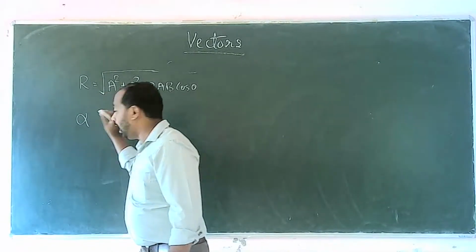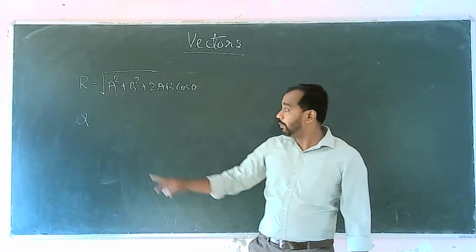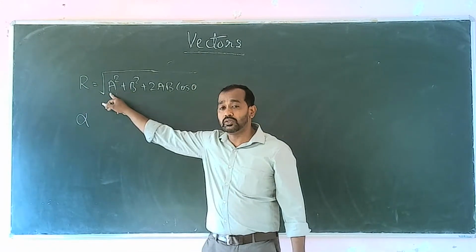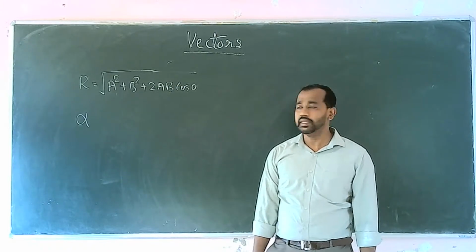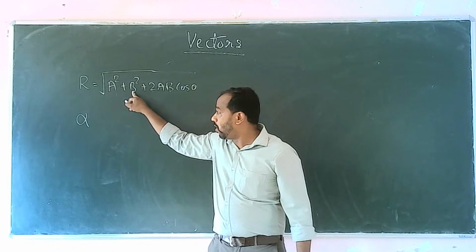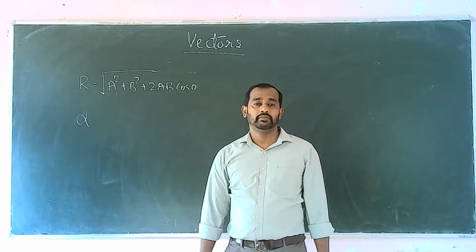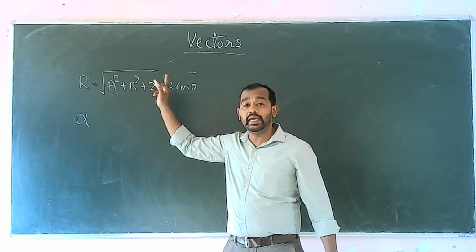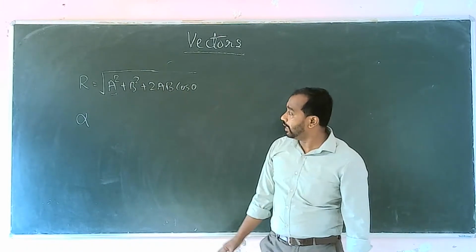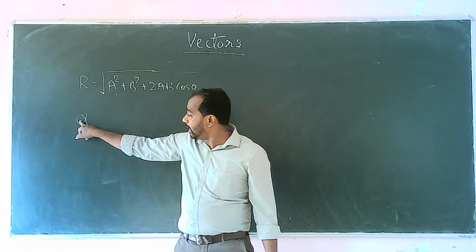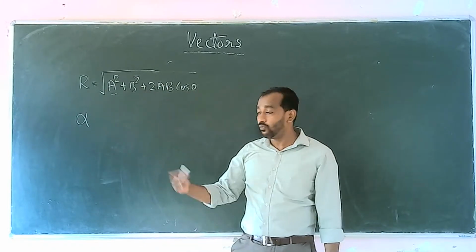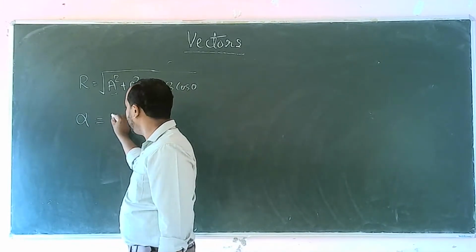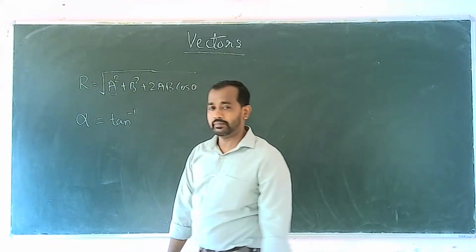Students, imagine that alpha is the angle made by this resultant with the reference vector. One of these two will be taken as a reference vector. That means the direction of either A or B is taken as the reference direction. If we take A as the reference direction, then B will be making an angle theta with respect to A, and similarly, the resultant R will be making an angle alpha with respect to A. Then what will be the formula to find the value of alpha? That is given by alpha is equal to tan inverse.